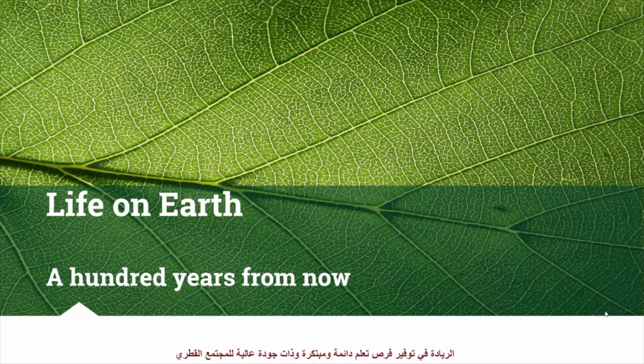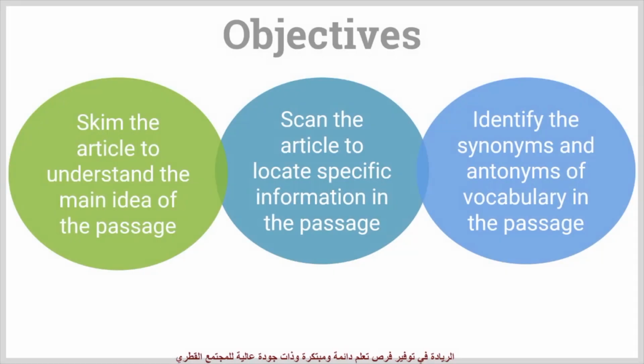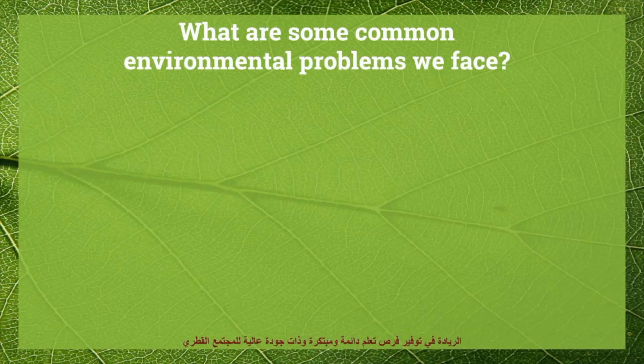Hello dear students, today we're going to have a reading lesson called Life on Earth 100 Years from Now. Let's take a look at our objectives. First we're going to skim the article to understand the main idea of the passage. Then we're going to scan the article to locate specific information in the passage. And then we're going to identify the synonyms and antonyms of vocabulary in the passage.